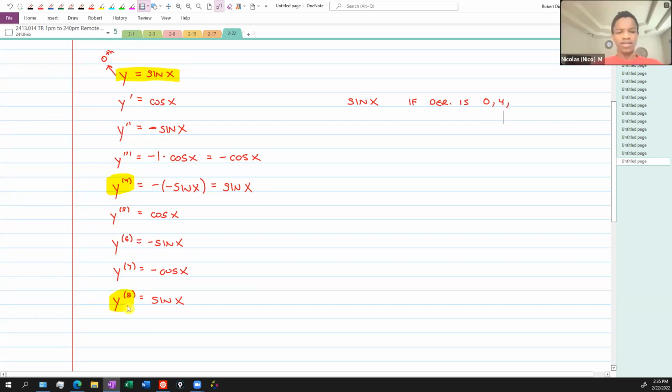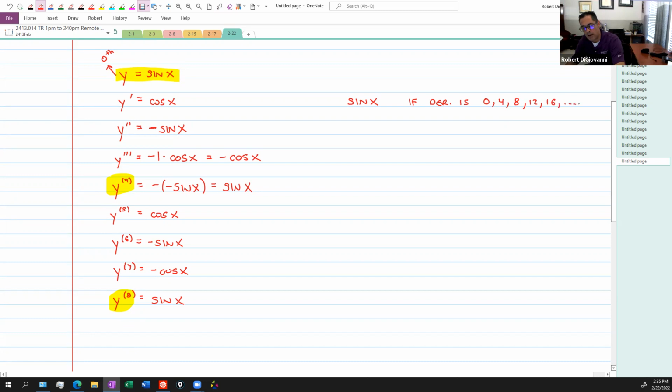8 and 12. I'm sorry, I forgot to put the 8. 8, then what? 12. 12, right? Then what? 16, right? They keep going up by 4, right? So if we do any of these derivatives, we are going to get sine. Do y'all understand?